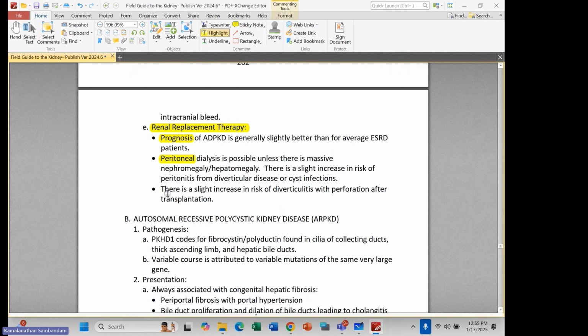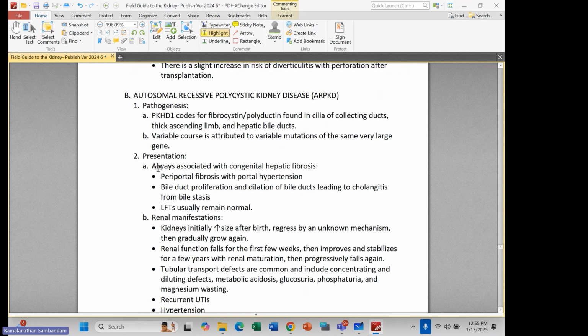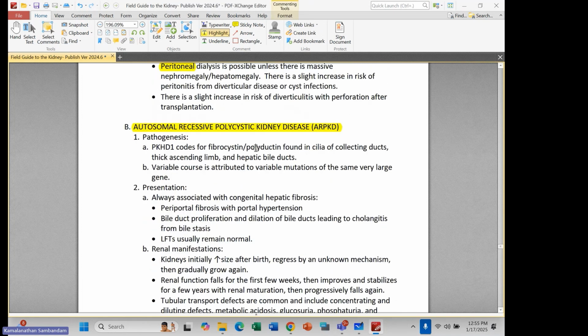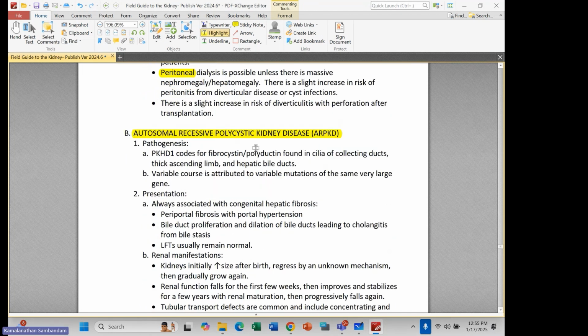And I guess that's it for ADPKD. Okay. Let's say some words now about ARPKD. Any questions before we move on to ARPKD? Okay. All right. Let's talk about this.